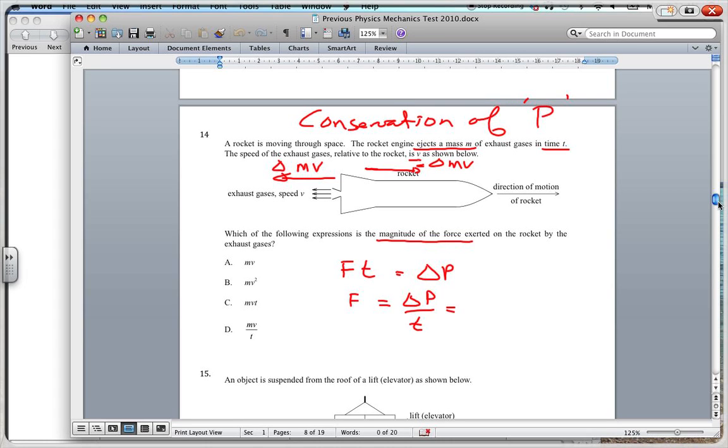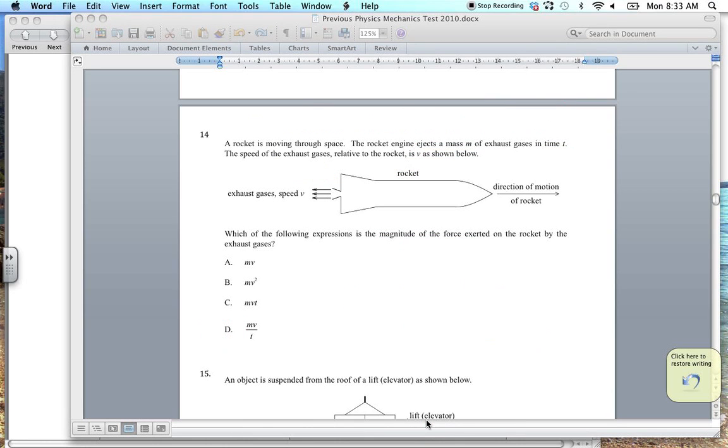We've got the magnitude of the force exerted by the rocket on the exhaust gases. So this is going to be in this direction, so it's going to be your mv over t would be your answer. So it would be D. Okay, good. So remember that, this thing about conservation. Whenever we're getting some sort of collision, some sort of change in a system, think of conservation of momentum. Fine, going on to 15.